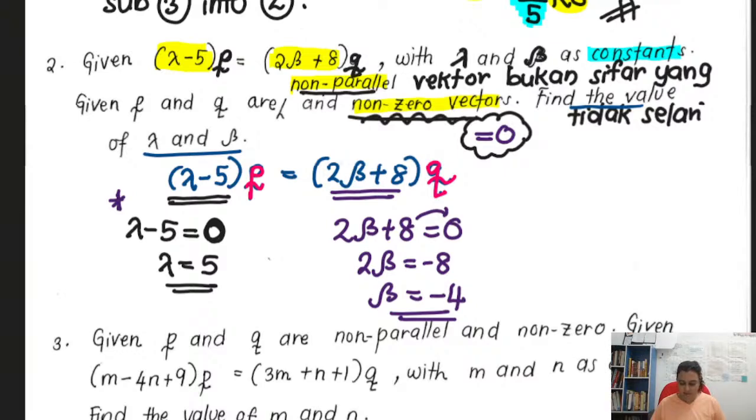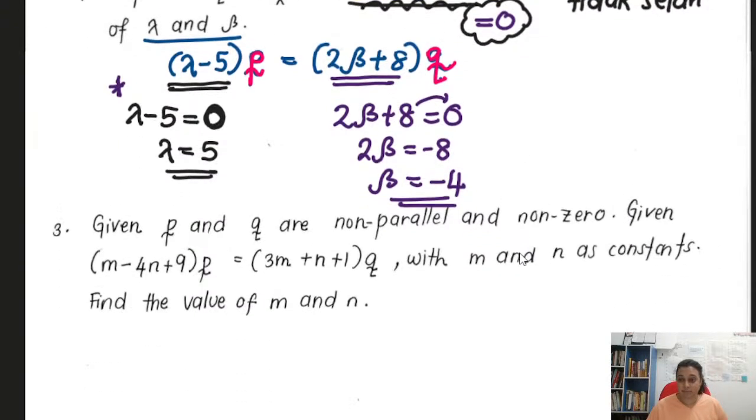Okay, I think we are done. I think there's one more question. Ada lagi satu soalan regarding bukan sifar and tidak selari. Question 3 ya.